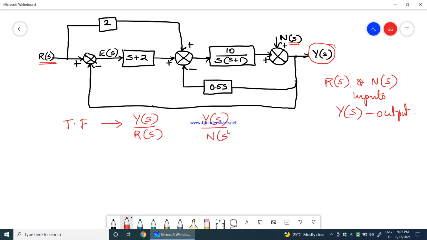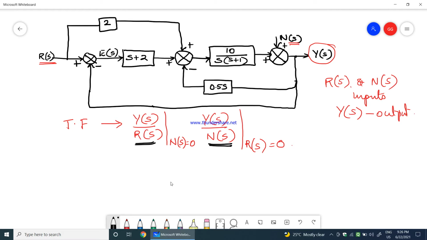When I am trying to solve Y of S by R of S, I will assume N of S to be equal to 0. This is what you do when two inputs are given, rule number 10 in the rules discussion that we did. Similarly, for Y of S by N of S, we will consider R of S to be equal to 0. So we find two different transfer functions by assuming one of the inputs to be equal to 0.